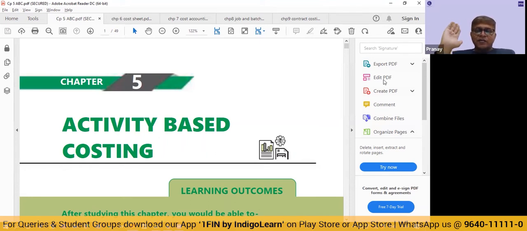In chapter 4, when we were doing overhead absorption, we were usually using number of units as the base, or the number of direct labor hours, or the number of machine hours as the base of recovery. So we were using one single rate of absorption. Here, we will identify activity-wise fixed overhead recovery rate. So instead of one rate, we will have activity-wise rates.